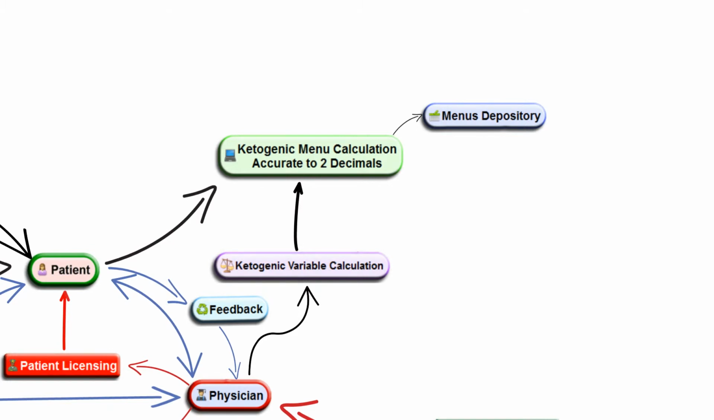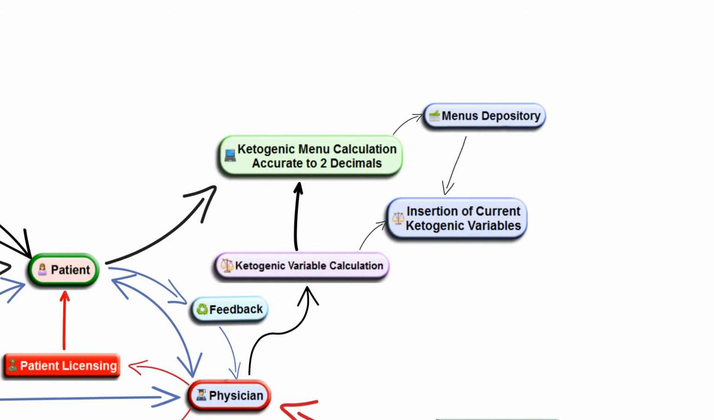Okay, we have a menu depository, but we also saw that the ketogenic variables can and will change from time to time. So, when we retrieve an old menu, the old ketogenic variables are automatically replaced by the new ones. The patient doesn't even see it. So we now have stored menus.